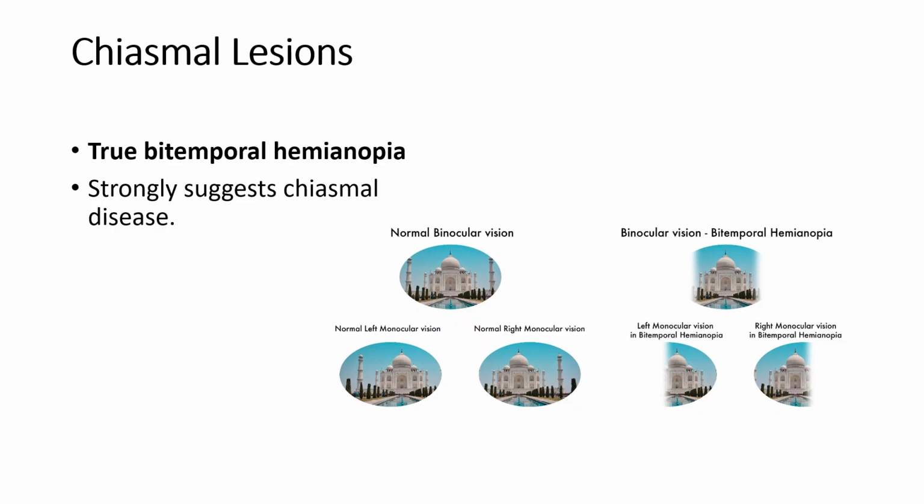Chiasmal lesions. True bitemporal hemianopia strongly suggests a lesion in the optic chiasma. The first image here shows normal binocular vision. The second image shows bitemporal hemianopia.